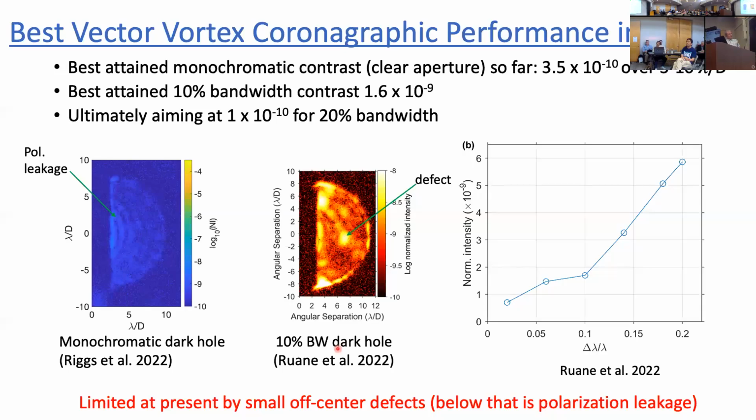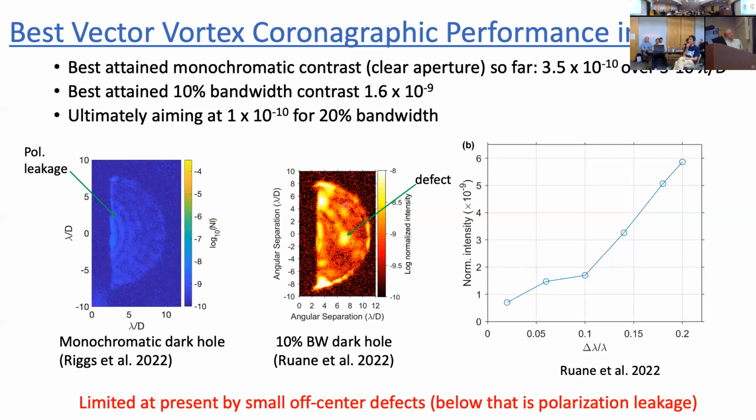Right, so now as to performance, there's various tests. Monochromatically, we've gotten to 3.5 times 10 to the minus 10 over 3 times 10 lambda over D. You can see this blue dark hole here. It's totally dark outside here, not because it works better, but because we have a field stop out there.